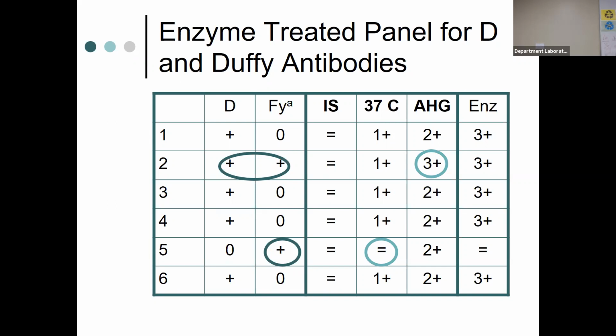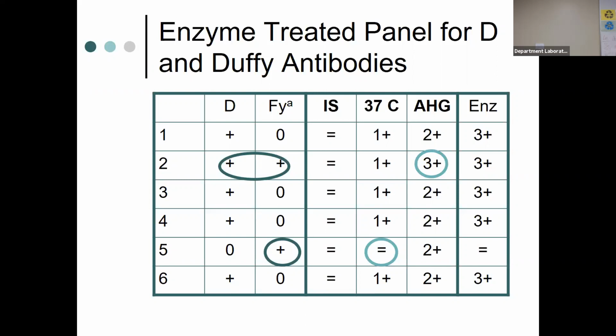Why is panel cell 5 negative at 37 degrees? It doesn't have the RH, doesn't have D, right? So that the A is reacting. So this really hones you in that you're dealing with another antibody other than D, right? Because you have another positive cell.